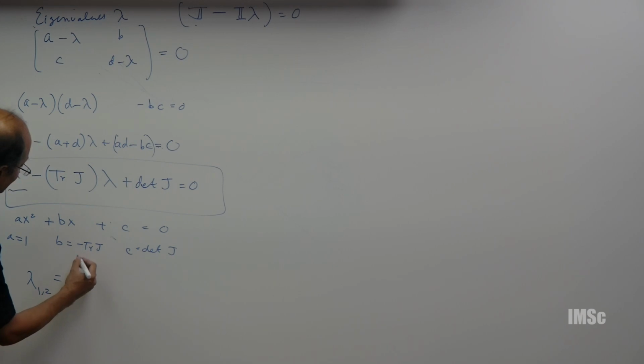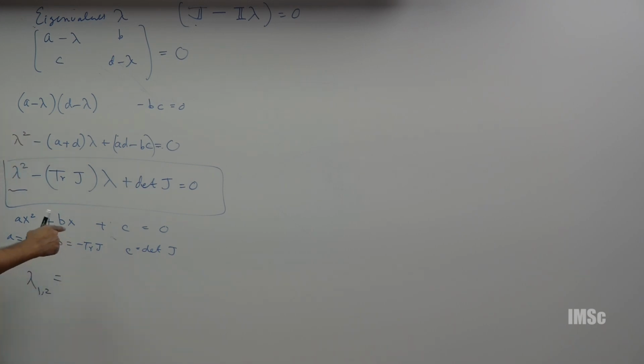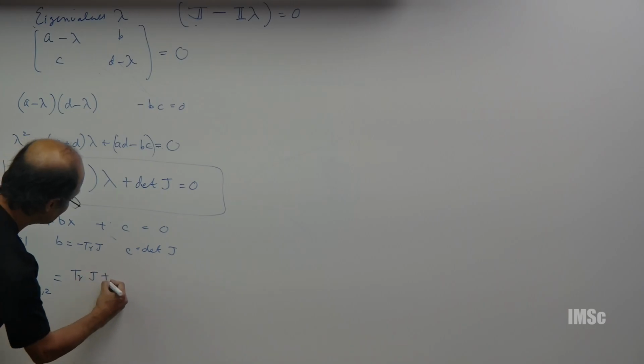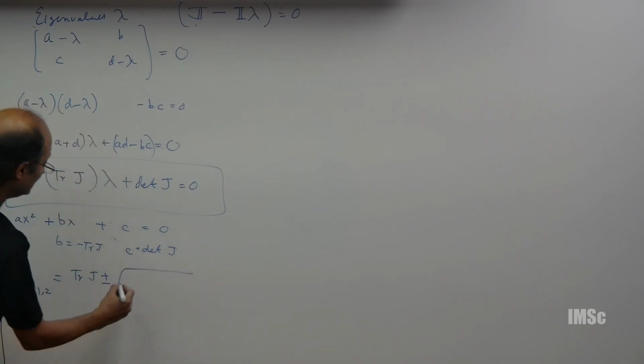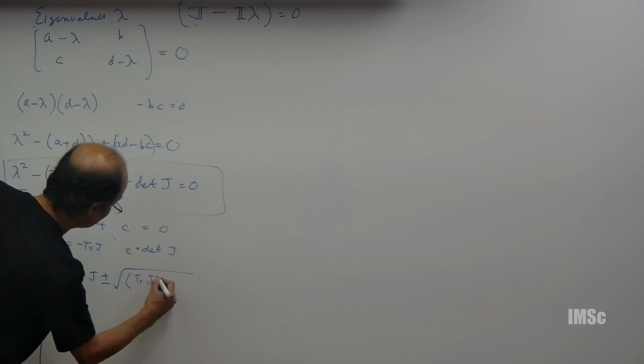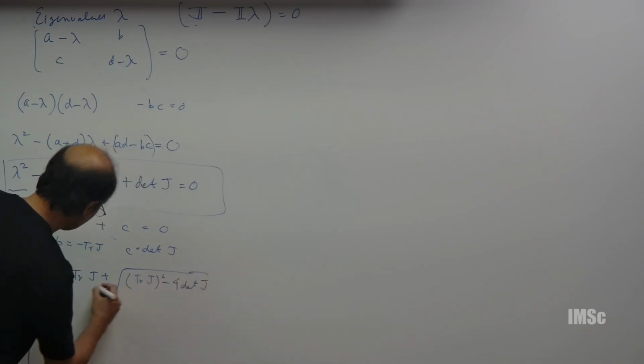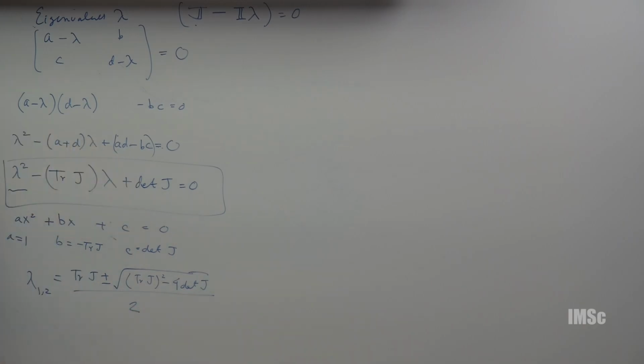So minus b is minus of minus trace J, so that is just trace J plus minus root over trace J whole square minus 4 times determinant J, divided by 2. So those are the eigenvalues.